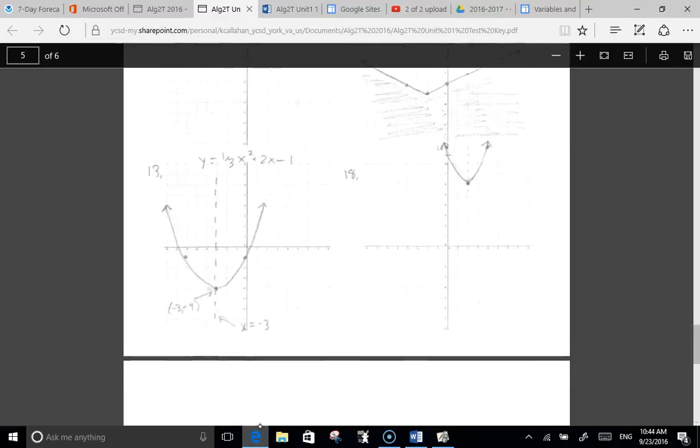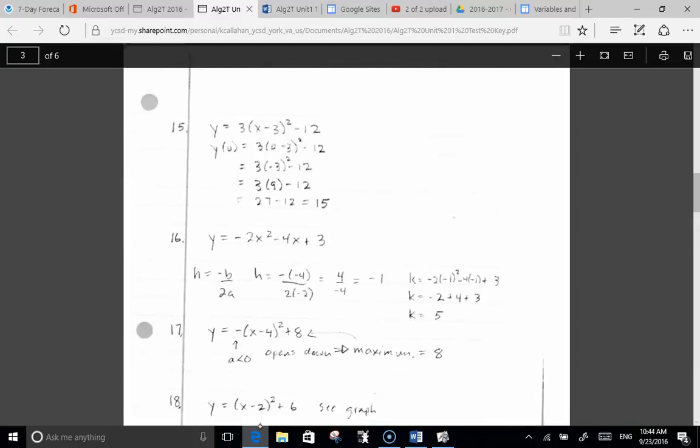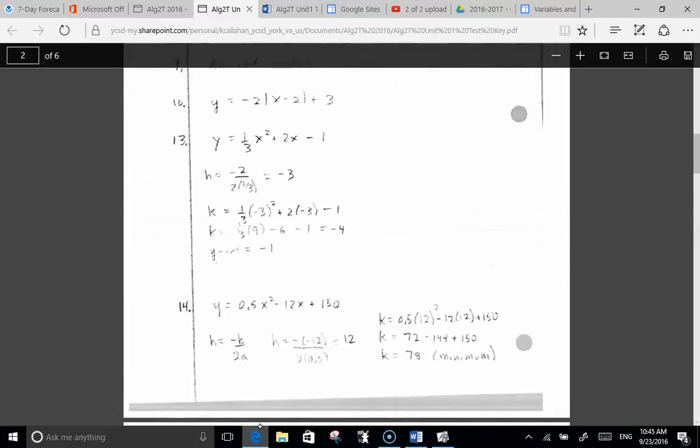Okay, then the last one, it said calculate the vertex and then label the graph with the vertex and the axis of symmetry. So let me go back to the calculation of the vertex on 13. It's another one that arithmetic killed you. That was the function. So graph the function, show the calculation of the vertex, means find the h. H is -2 over 2 times 1/3. Okay, what is 2 times 1/3? 2/3. How do you divide by a fraction? You flip and multiply. So what's -2 times 3/2? The 2's cancel, -3.